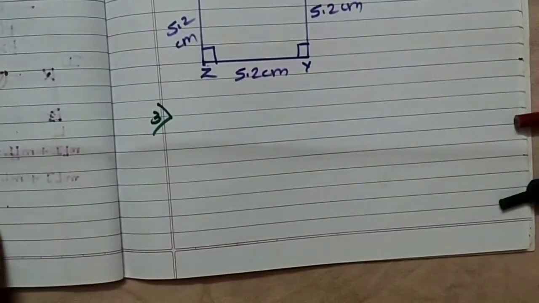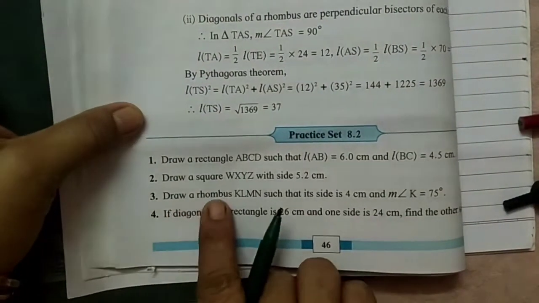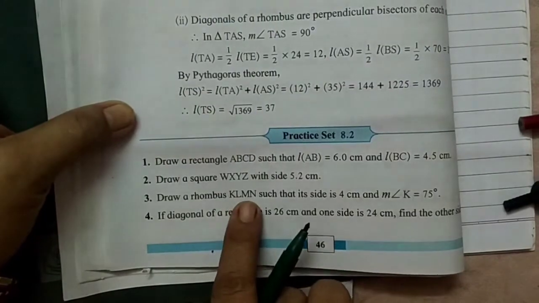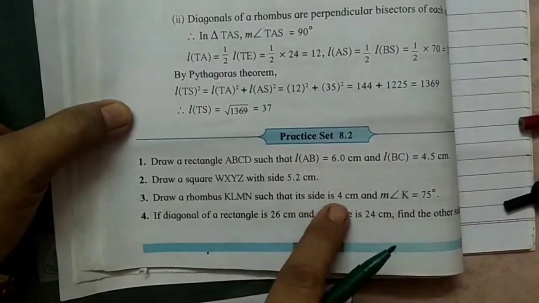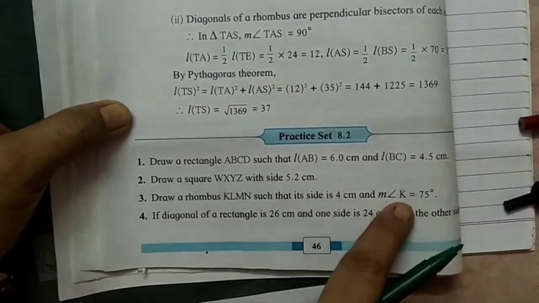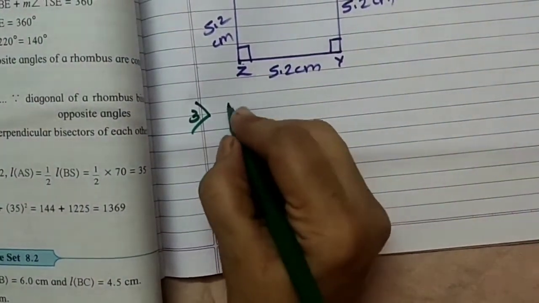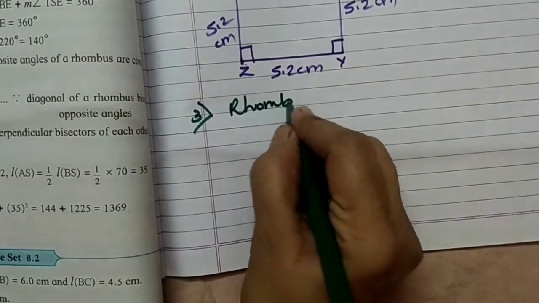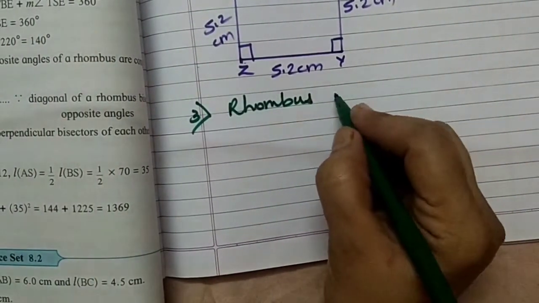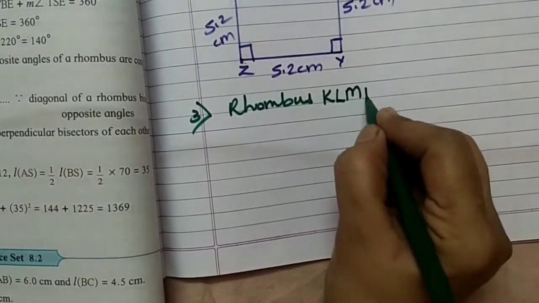3. What is the sum number 3? Draw a rhombus KLMN such that its side is 4 centimeter and measure of angle K is 75. Now we have to draw a rhombus. What is the name? KLMN.